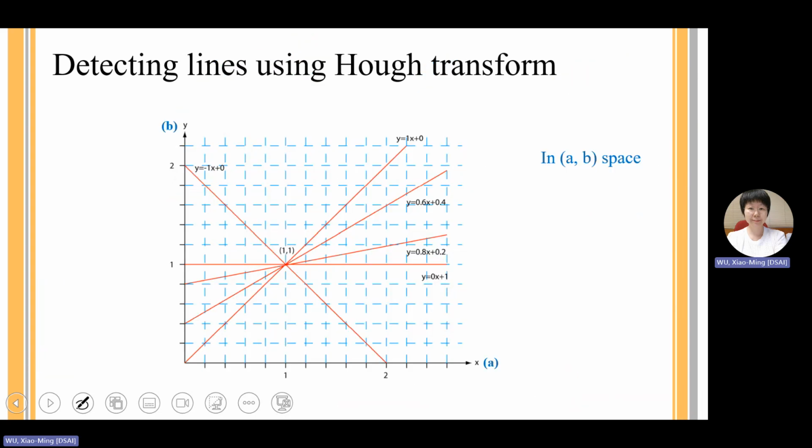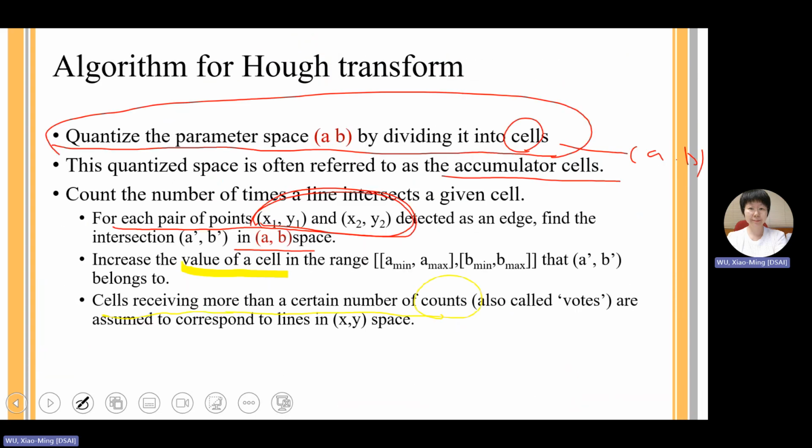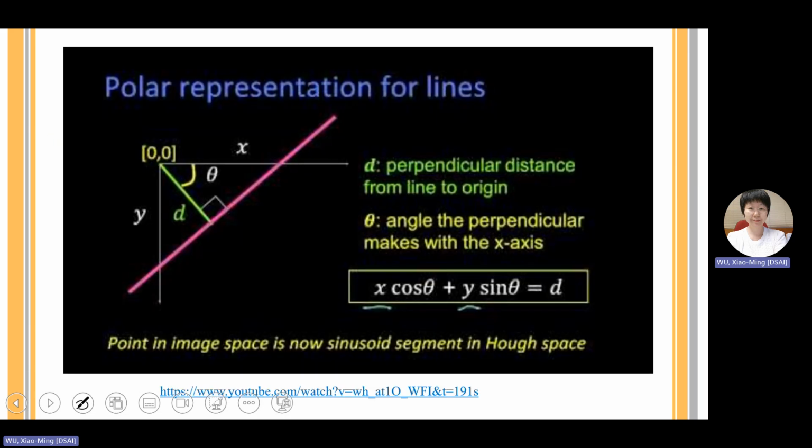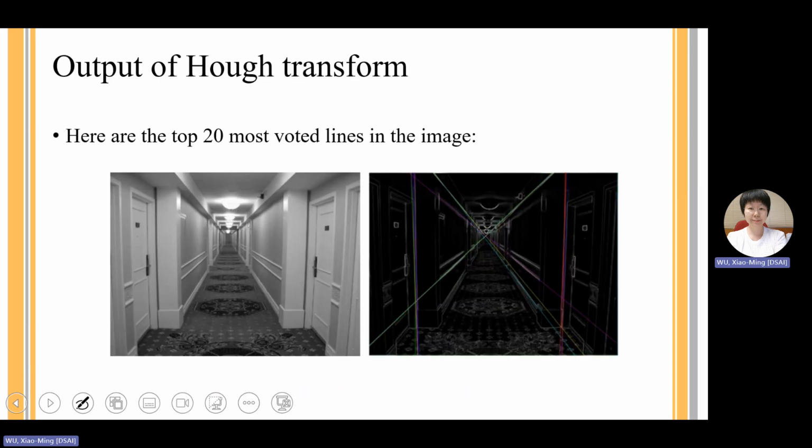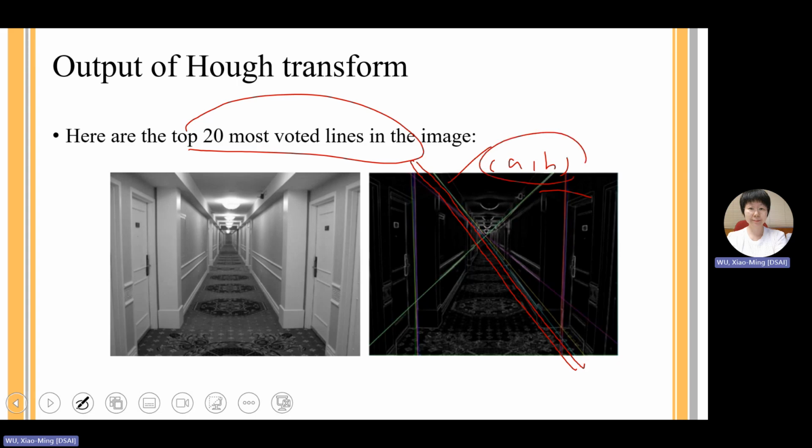So I hope you can figure this out, because I don't know how to explain this more clearly. So for the top 20 voted lines, each line corresponds to a cell in the AB space, and the parameters of the line, A and B, correspond to the coordinates of that cell in the AB space.